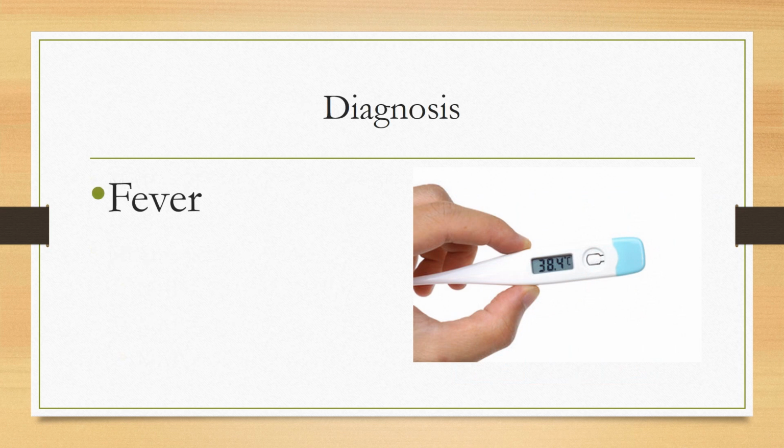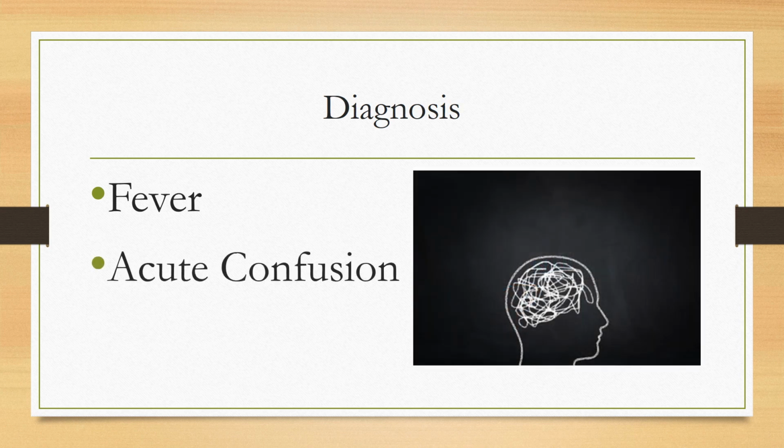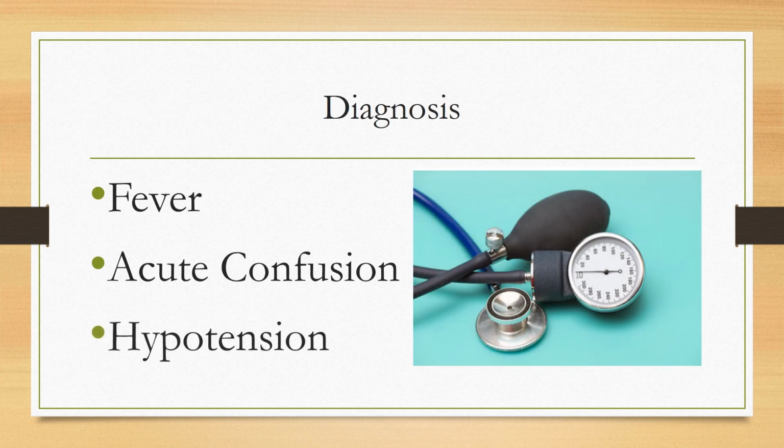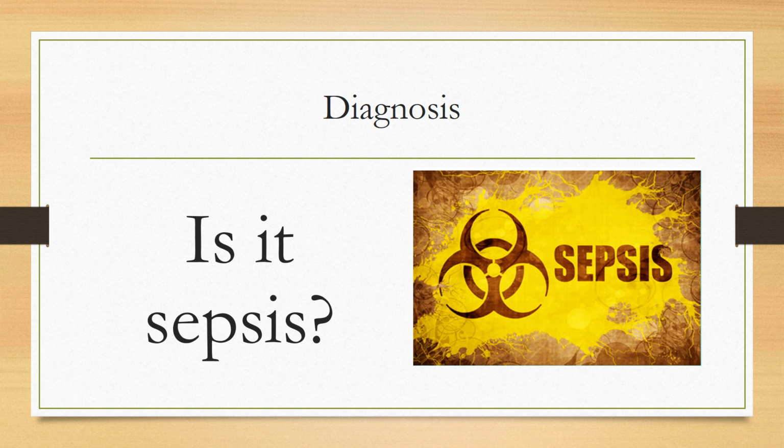Unfortunately, we've not been given a full assessment and history regarding the presentation of Mr. Smith, thus making a definite diagnosis extremely difficult. But what we do know about Mr. Smith is that he's presented with a fever, an acute confusion, hypotension. One of the possible diagnoses that was initially flagged in the introduction was sepsis.